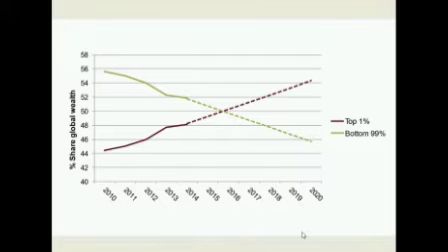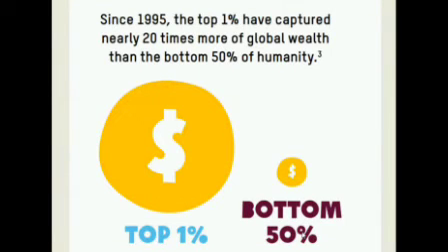So again, this is another illustration from between 2010 and 2020. The top 1% share of global wealth continues to grow very sharply, and the share of wealth of the bottom 99% continues to drop very sharply. Again, since 1995, the top 1% have captured nearly 20 times more of global wealth than the bottom 50% of humanity.